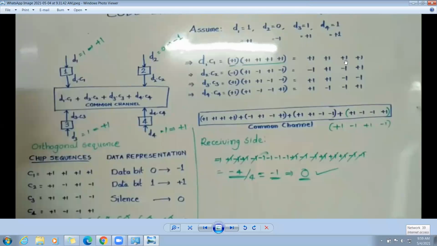What is this? D1 into C1, D2 into C2, D3 into C3, D4 into C4. This is how they are combined. These data are combined together and transmitted over the common channel: D1 C1 plus D2 C2 plus D3 C3 plus D4 C4. See, this is how it is in the common channel, the one in the box, +1, +1, +1, +1. It is combined and transmitted in the common channel.